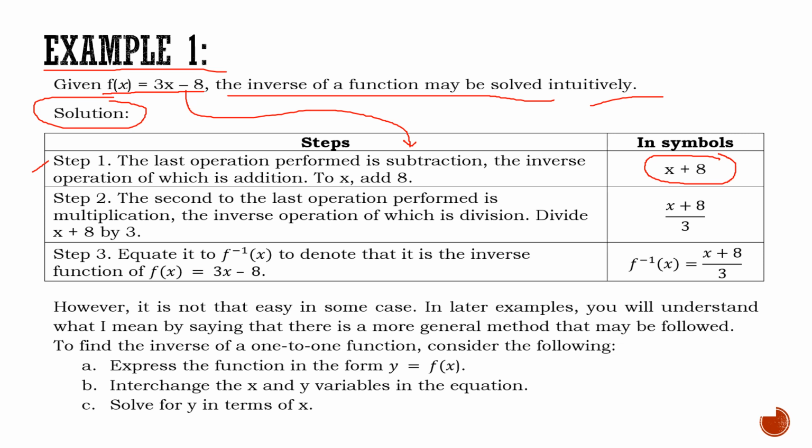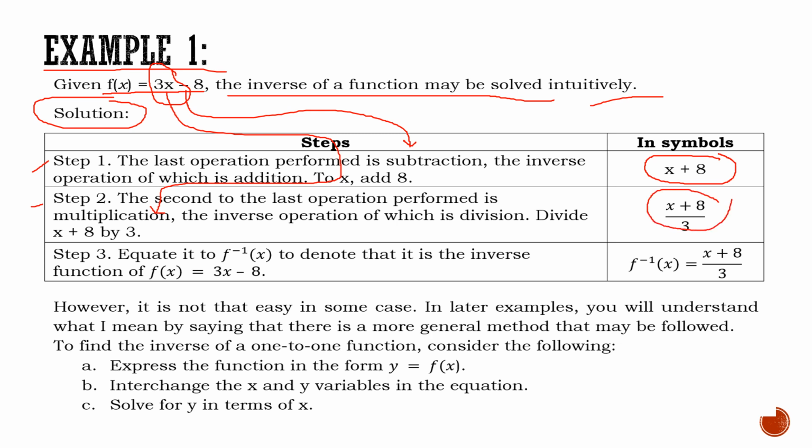Then for step number 2, the second to the last operation performed is multiplication. So the inverse operation of which is division. As you can see here, the operation in your 3x is multiplication. So the inverse of this operation is division. That's why we need to divide this x plus 8 by 3 for step number 2. That's why it's x plus 8 over 3 here.